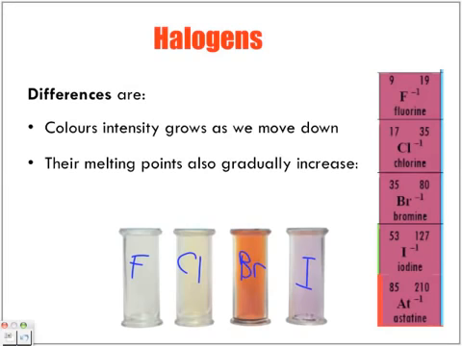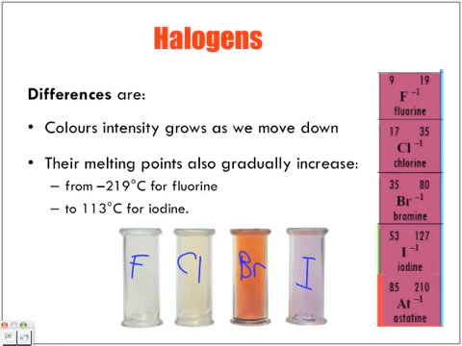Their melting points also gradually increase as we move down. So if we look at fluorine, the temperature at which it melts is -219 degrees Celsius. But if we go further down to iodine, right, that temperature goes to 113 degrees Celsius as the melting point for iodine.